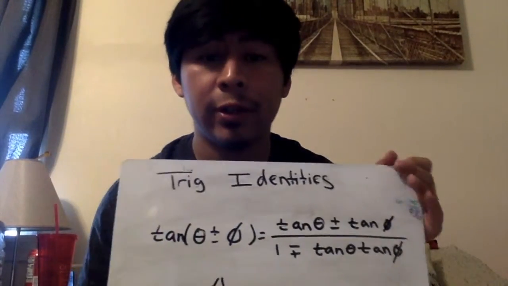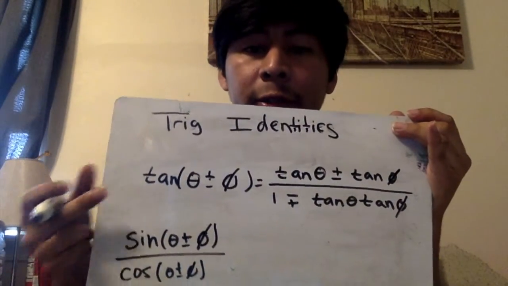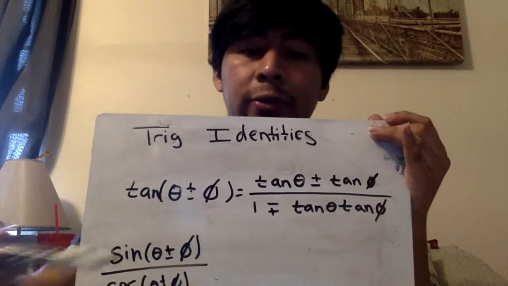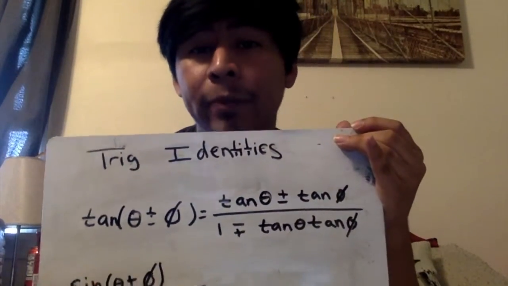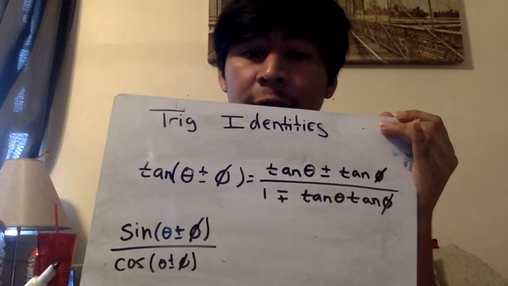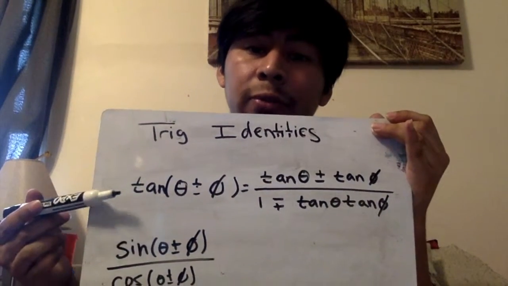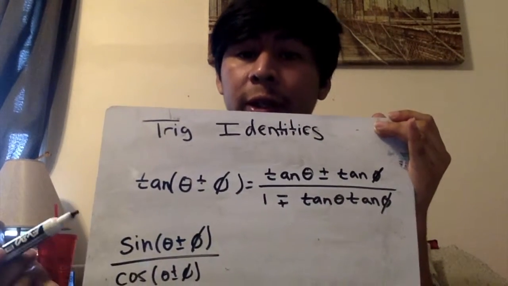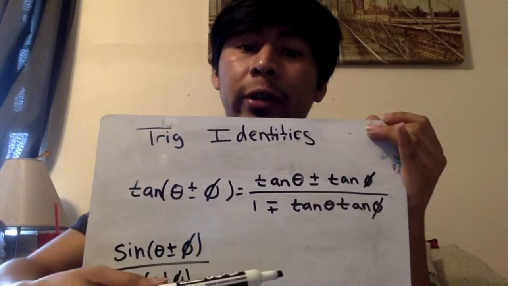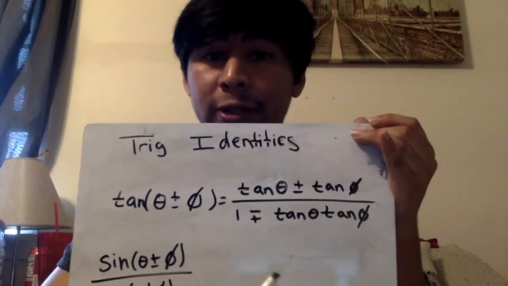Alright, this is another one that you'll need to remember. We have the tangent of theta plus or minus phi, and that is equal to this monstrosity over here. I'm pretty sure that is derived by the sine of theta plus phi over the cosine of theta plus phi. So if you don't remember this one, but remember these two, then you'll have to do some algebra to work it out. But in the long run, it's probably a little easier to do than remembering this.